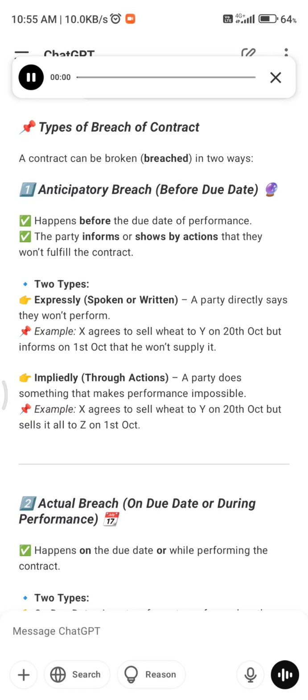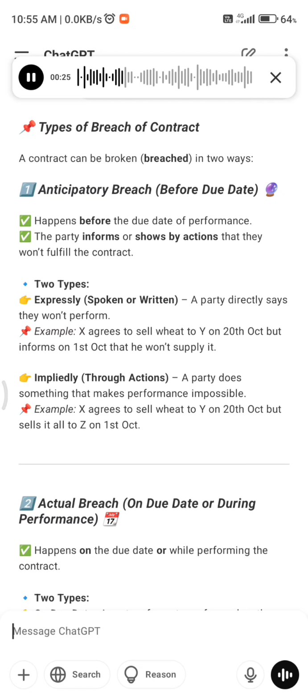Types of breach of contract. A contract can be broken in 2 ways. 1. Anticipatory breach, before due date. It happens before the due date of performance. The party informs or shows by actions that they won't fulfill the contract. There are 2 types. Expressly, spoken or written, a party directly says they won't perform.